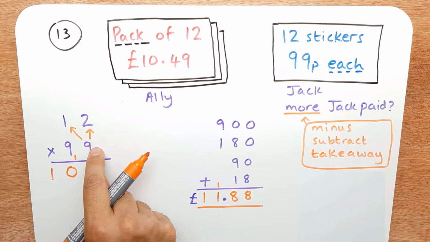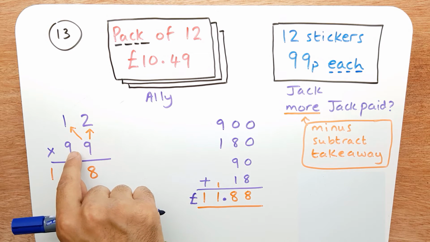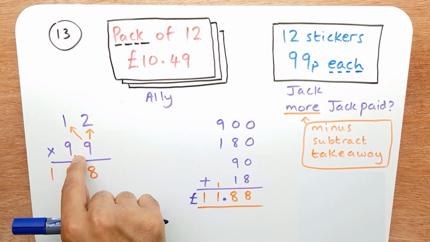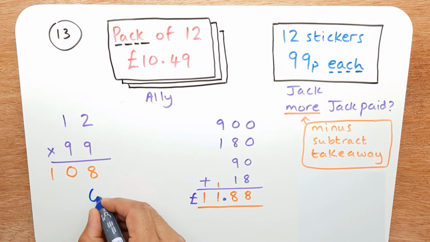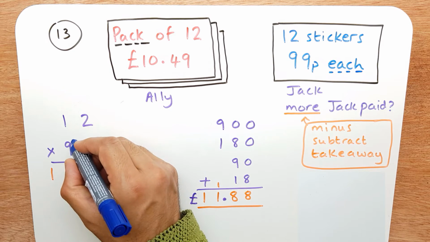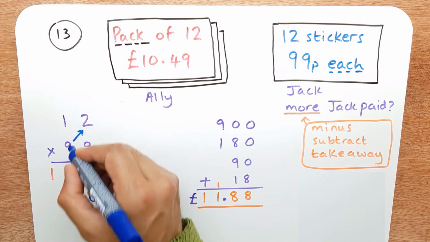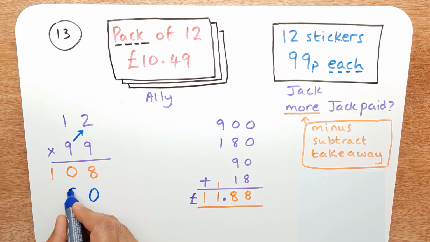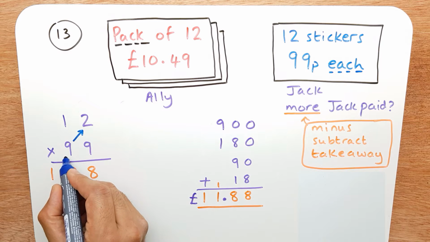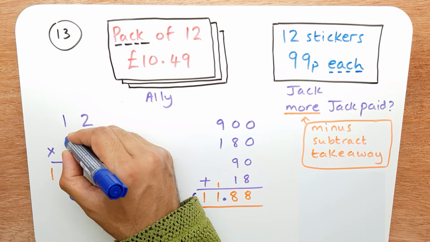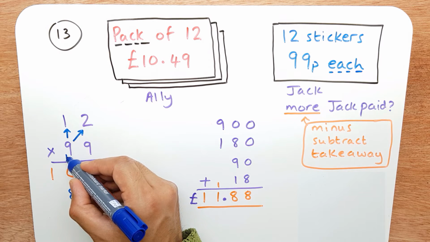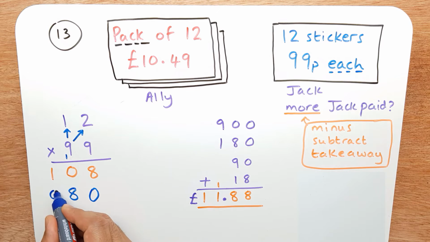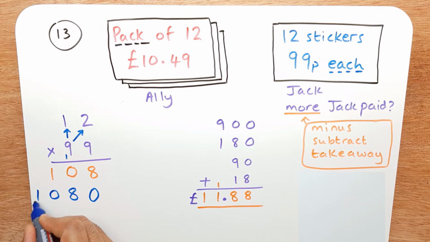So we've finished with that 9. Now we move on to this 9. So what I'll do is I'll rub off these marks to make it easy. Now because we moved on to the next column, we put a 0 helper here, a placeholder. So what we do is we do 9 times 2 is 18. We put the 8 down and we carry the 1 over to the next column. Then we do 9 times 1, which is 9, plus this 1 we've carried over is 10. So we put the 0 down and carry the 1 over to the next column, and we can put it straight down because we've finished.